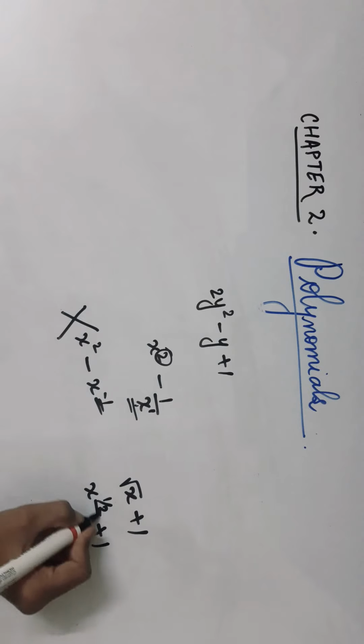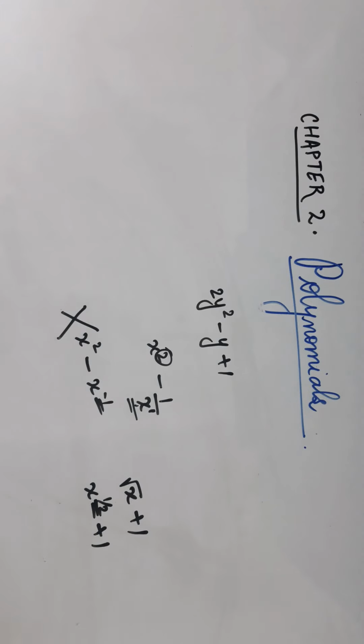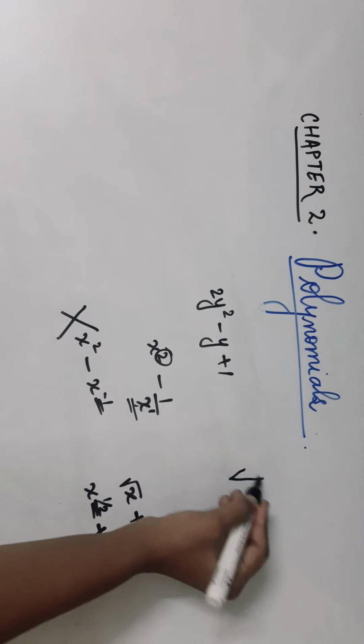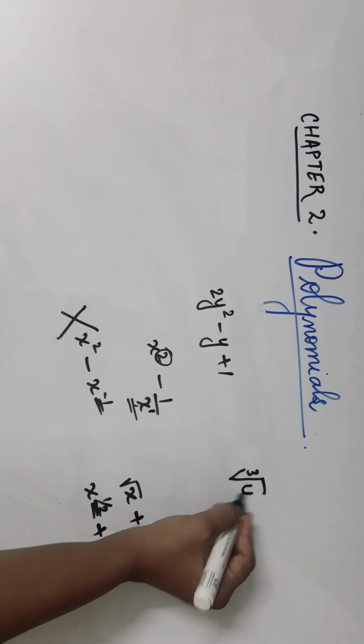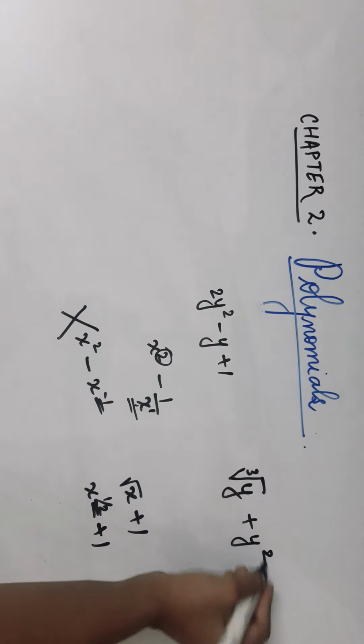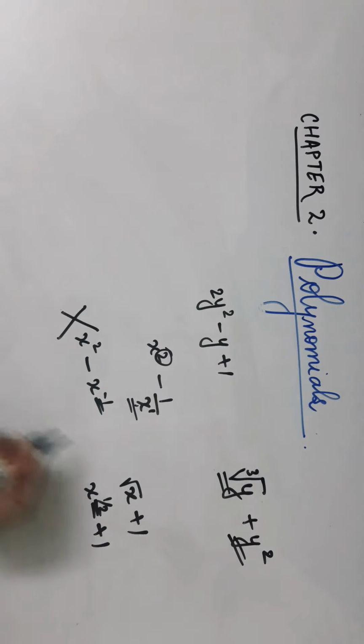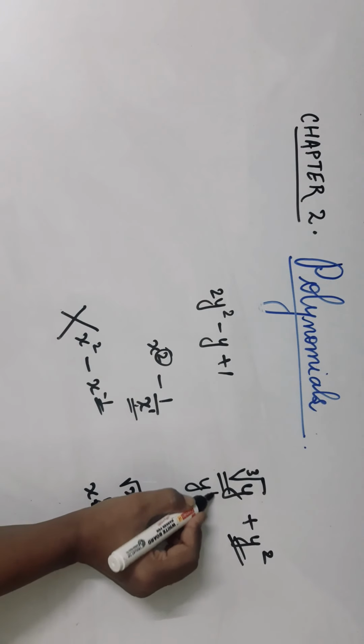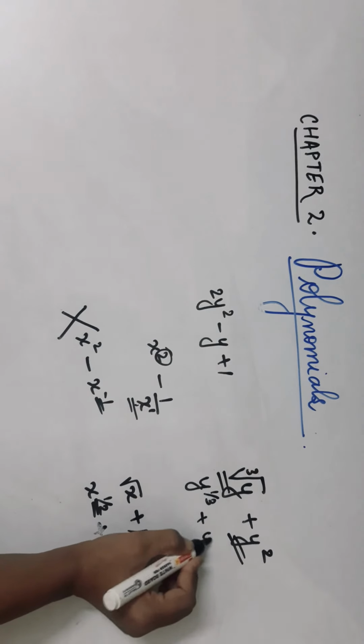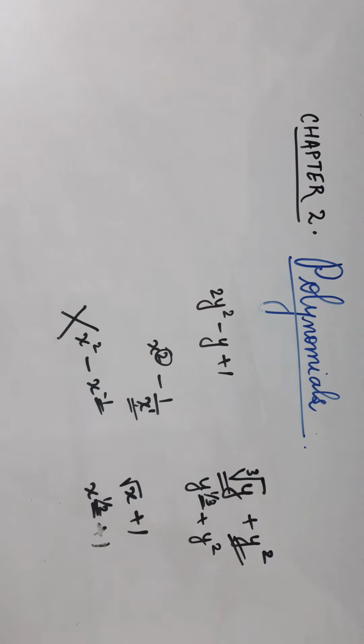Again 1 by 2 is not a whole number, so it is also not a polynomial. What about cube root of y plus y square? Y square is okay, but what about cube root of y? Cube root of y is nothing but y raised to 1 by 3, and the exponent 1 by 3 is not a whole number, therefore it is not a polynomial.